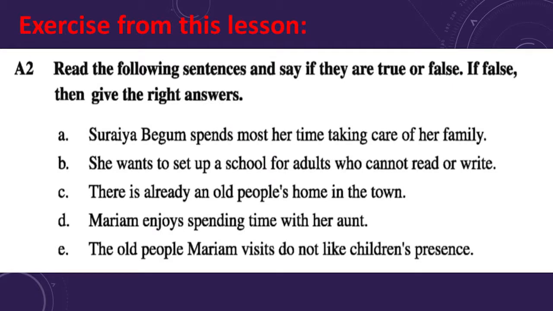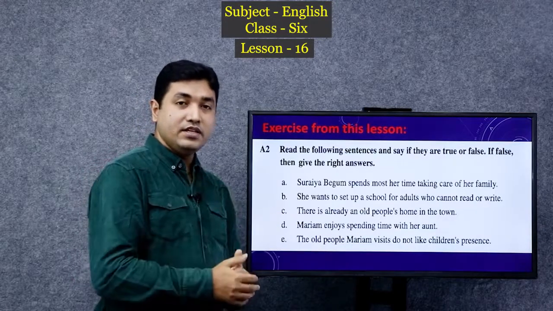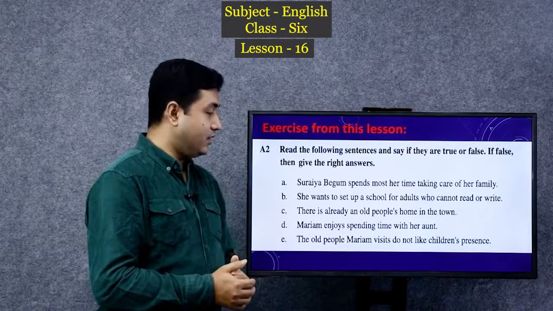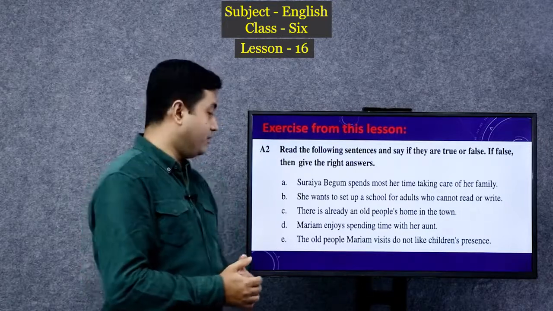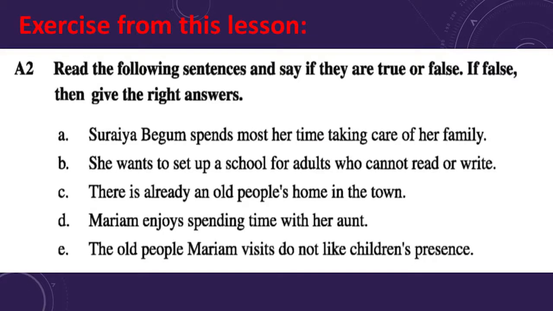Number C, there is already an old people's home in the town. If there was an old people's home in her locality, she wouldn't want to set up an old people's home in her locality again. So, the statement is false. The correct answer will be there is no old people's home in the town at present. D, Miriam enjoys spending time with her aunt. It is true. It is clear to us that Miriam enjoys spending time with her aunt.